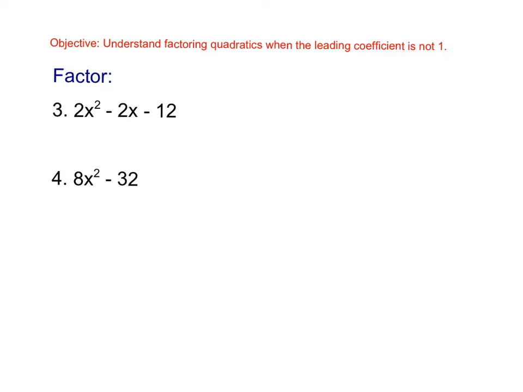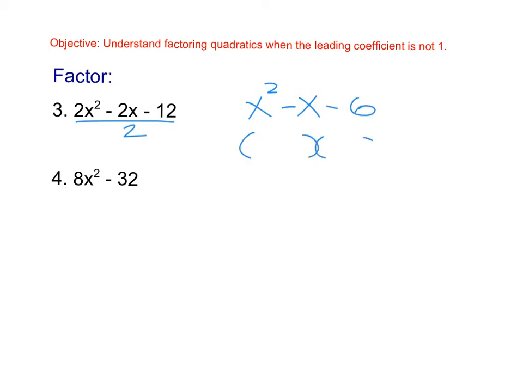All right. So now these are factored completely, all right? It does factor, but you always want to check for GCF before you do anything else. So do a GCF, and then there's one other factoring after that. All right, so number 3, we have a GCF of 2. So when I divide, I get x squared minus x minus 6.